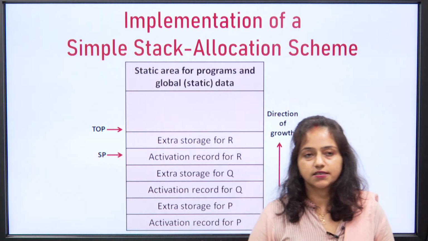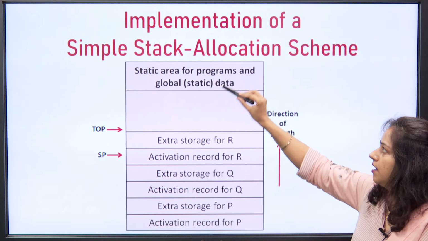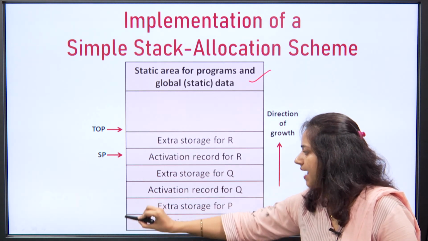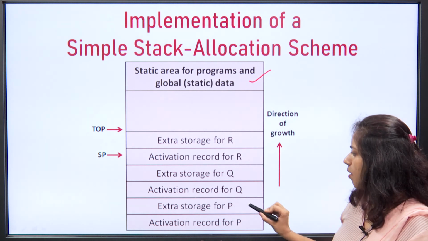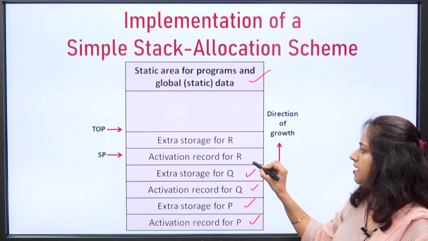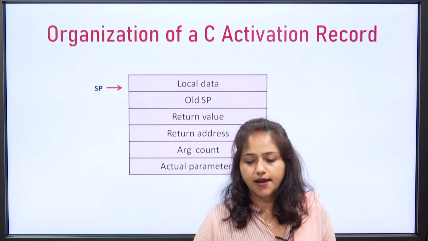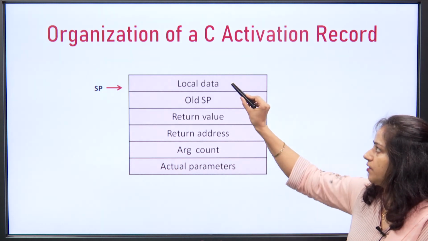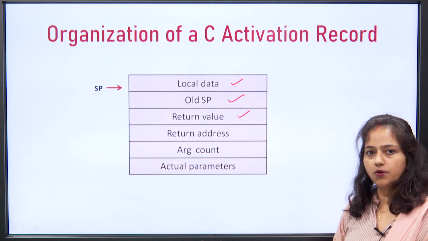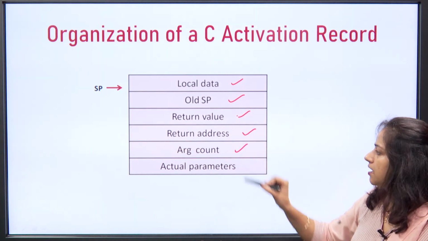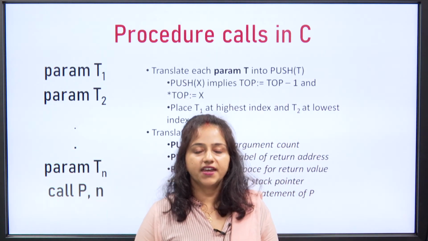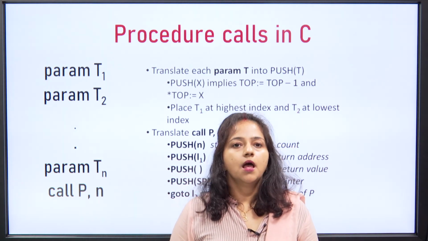Now, in the implementation of static storage, first here we store the local variables or global variables. This is the space for global or static data, and this is the top pointer, and here we have the storage for records: the activation record for P, then extra storage, then Q, then extra storage, then R, then extra storage. A particular activation record can be defined like this: here we have local data, then the old SP, then the return value, then the return address, then the argument count, and the values of the actual parameters. So, this is the organization of an activation record.